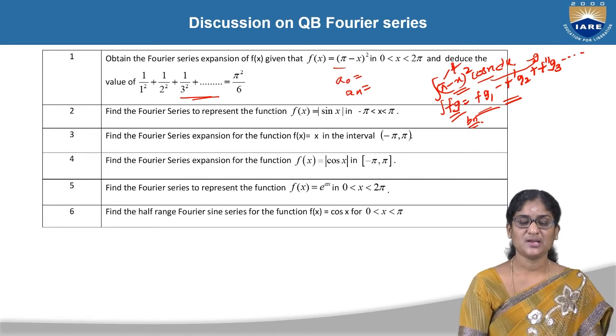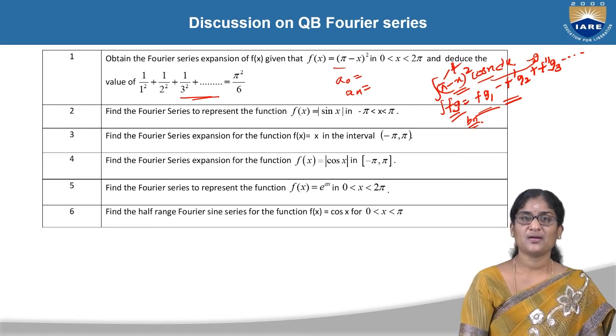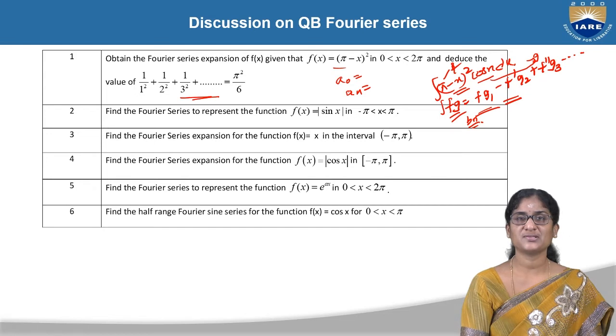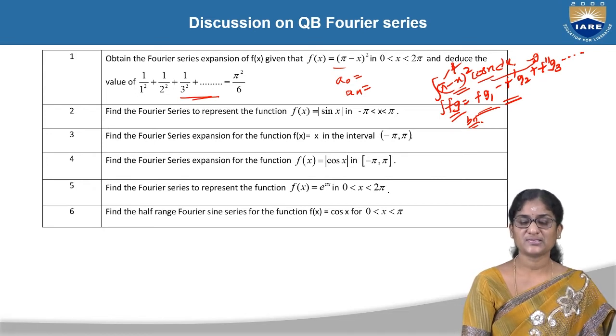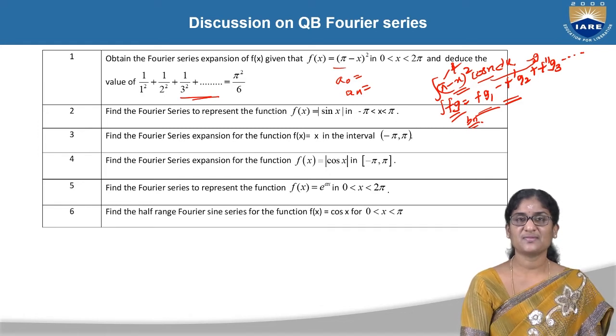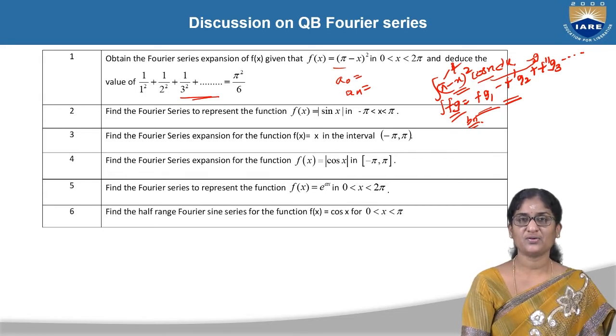Find the Fourier series to represent the function f of x is equal to mod sin x, x lies between minus pi to pi. Here also, the Fourier series expansion is given by a0 by 2 plus summation an cos nx plus bn sin nx. And in the interval minus pi to pi, f of x is given as mod sin x, which is an even function. So I think it's enough if you find out a0 and an value for the second question.